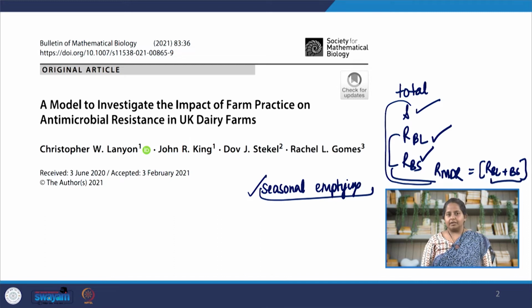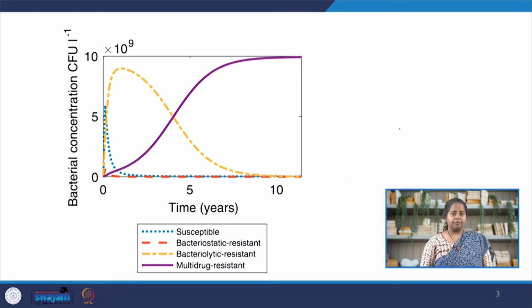Okay. So, once they had simulated, they got data regarding how the concentration of sensitive bacteria, which is the susceptible bacterial population denoted here by blue dots, bacteriostatic resistant bacteria denoted by orange dashes, bacteriolytic resistant bacteria denoted here by ochre dashes, and multi-drug resistant bacteria denoted here by a purple line. So, this is bacteria that is resistant to both bacteriostatic antibiotic and bacteriolytic antibiotic.